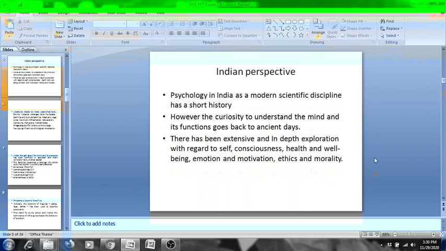Indian perspective. Psychology in India as a modern scientific discipline has a short history. However, the curiosity to understand the mind and its function goes back to ancient days. There has been extensive and in-depth exploration with regard to self, consciousness, health and well-being, emotion and motivation, ethics and morality.